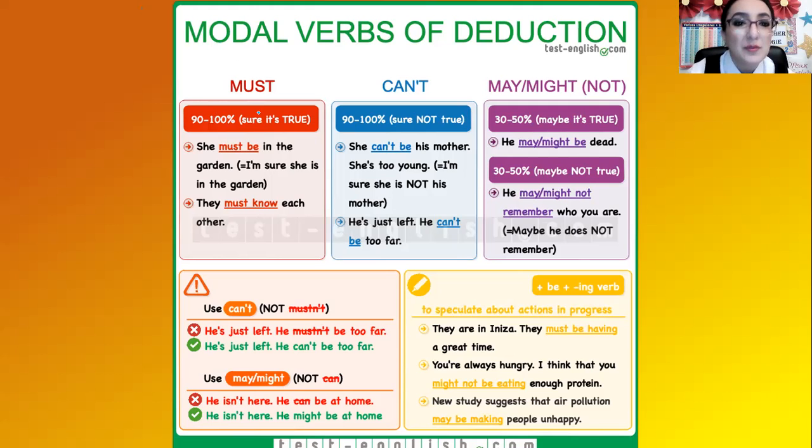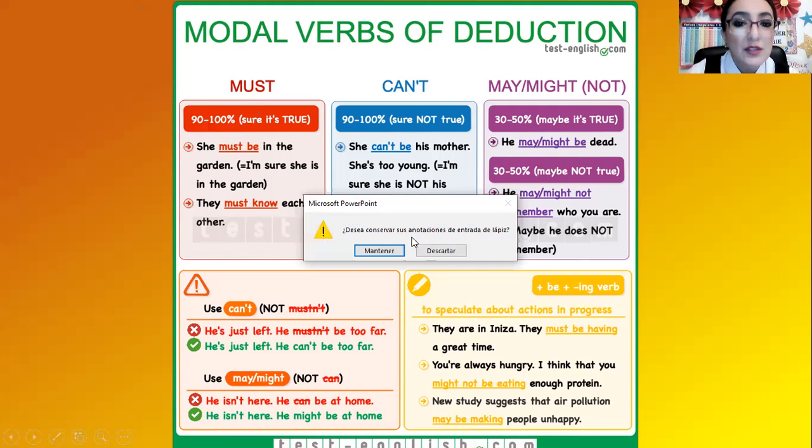Those are going to be the conditionals. What do you think about them? ¿Cómo los ves? ¿Qué opinas?